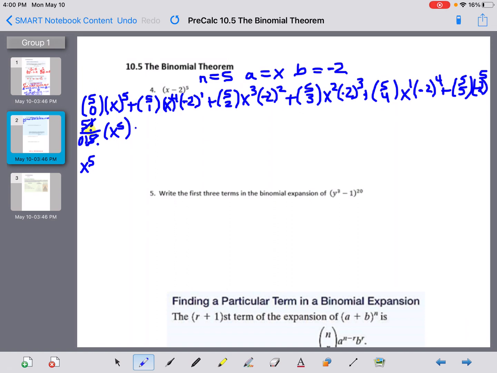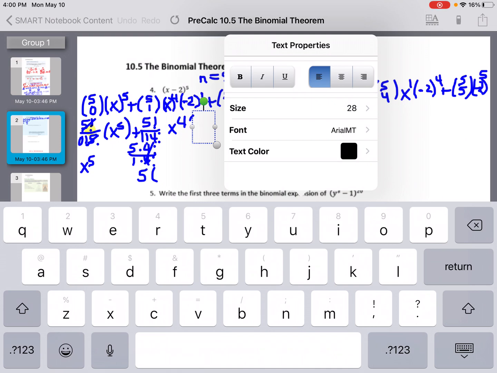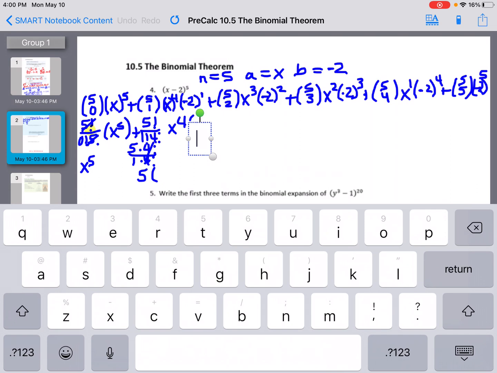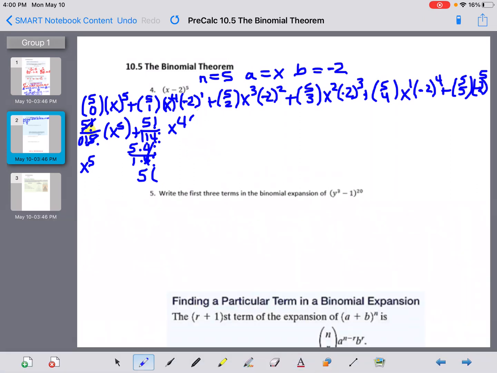All right, second term, 5 factorial over 1 factorial, subtract, and I get 4 factorial. So that's like taking 5 times 4 factorial over 1 times 4 factorial. Those cancel, and I'm left with 5 times x to the 4th, and the negative 2 to the 1st is just negative 2. Okay, I think I can do this. So that's going to be times negative 2x to the 4th.